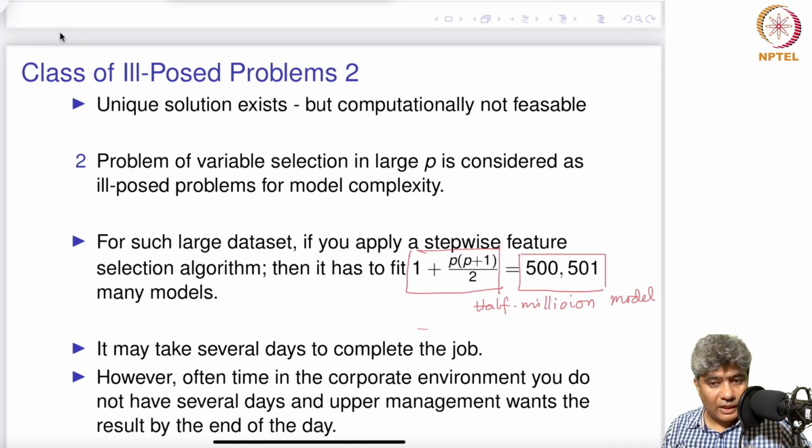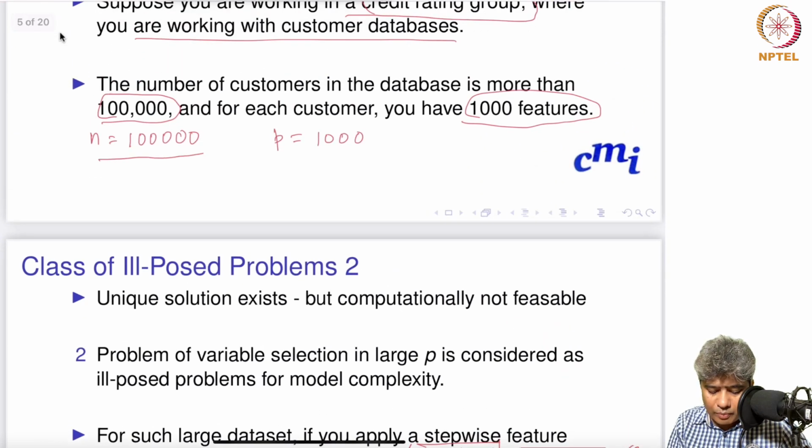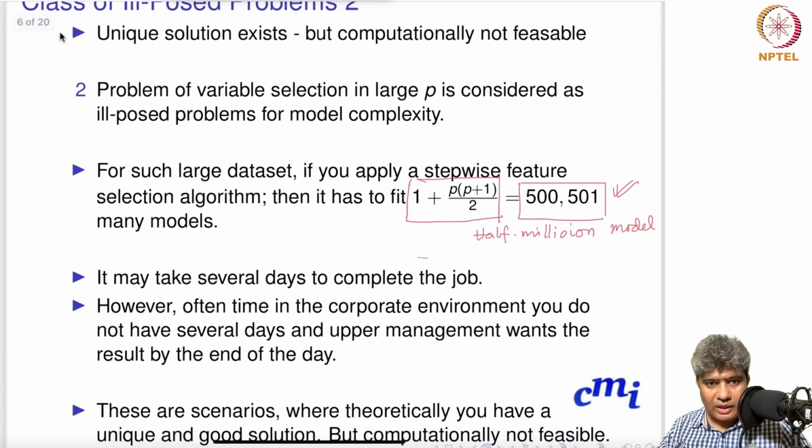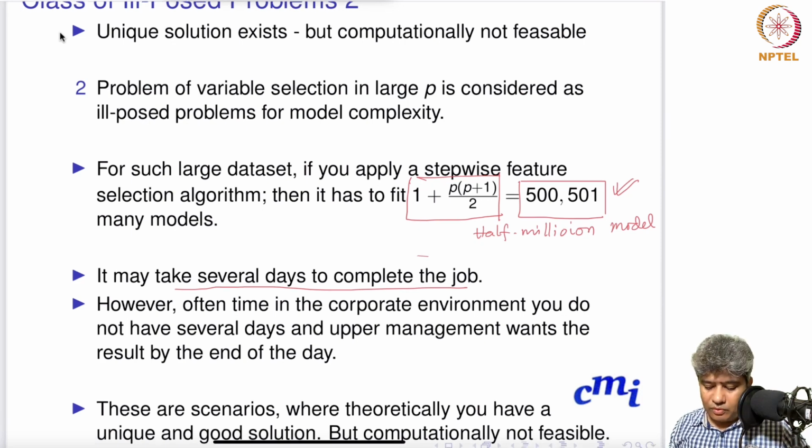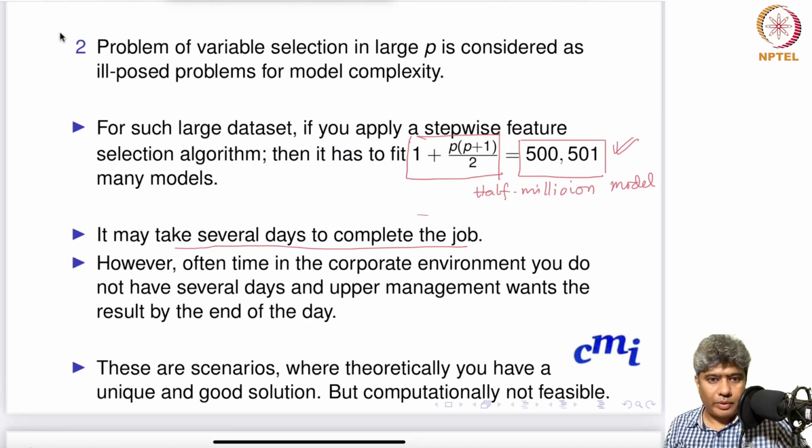Forget about best subset selection. Just to fit a simple stepwise variable selection technique, you have to fit 500,000 models. And each model you have to fit with 100,000 data points. So it is going to be a humongous computational facility you require. It may take several days to complete your job. And I am talking about a very real life scenario. You can very easily run into this kind of problem.